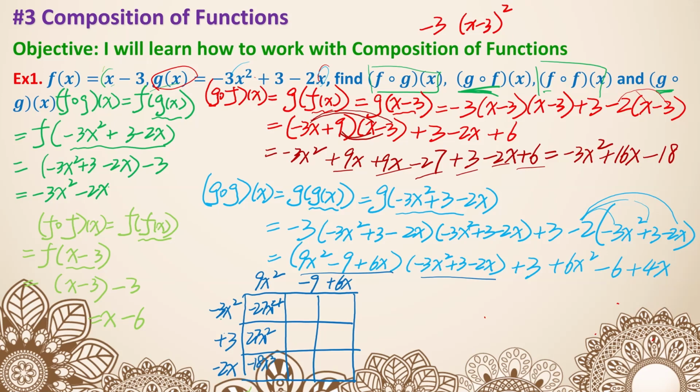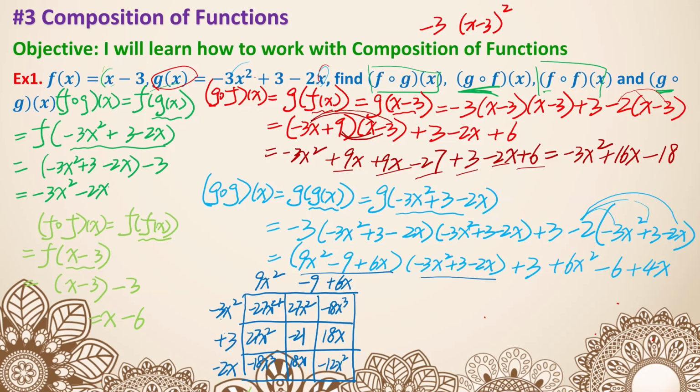Keep going. Negative 9 times negative 3x squared is a 27x squared. So we have a negative 27. Negative 2x times negative 9 is a positive 18x. 6x times a negative 3x squared is a negative 18x cubed. 3 times 6x is 18x. Negative 2x times 6x, that's a negative 12x squared.